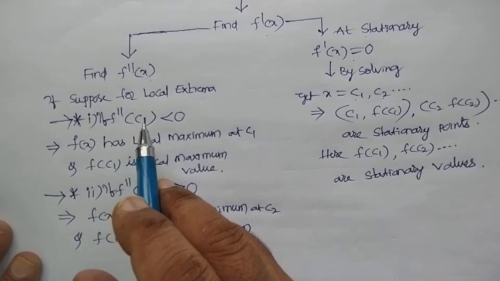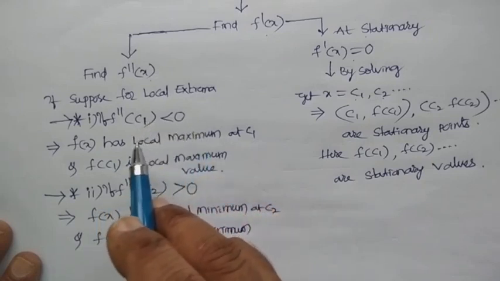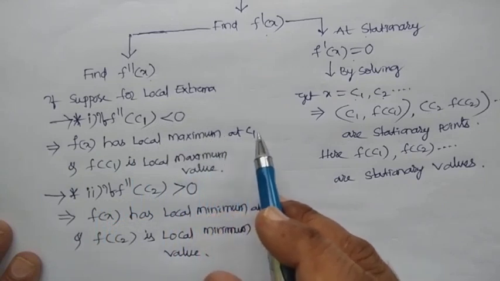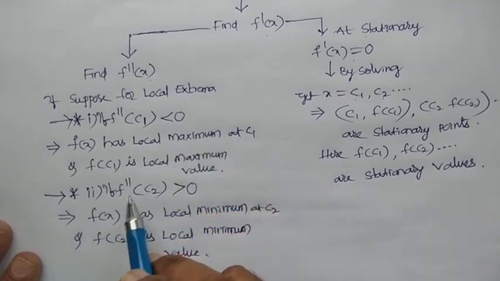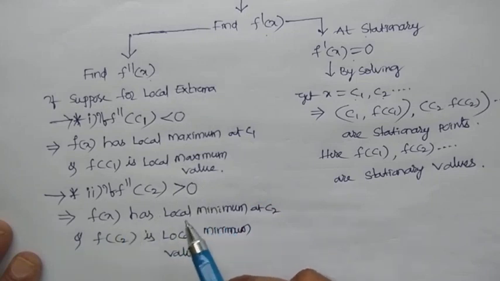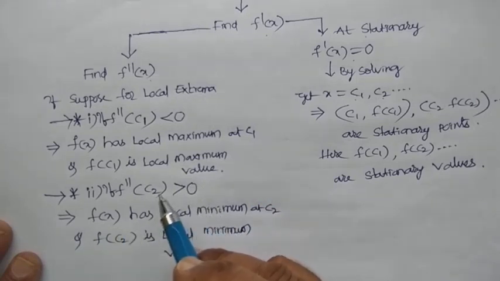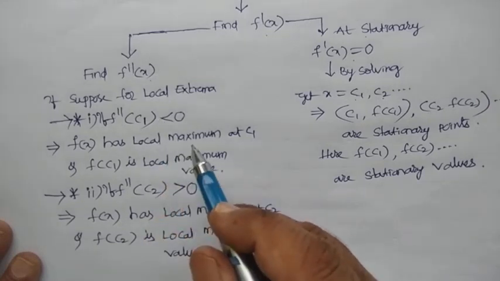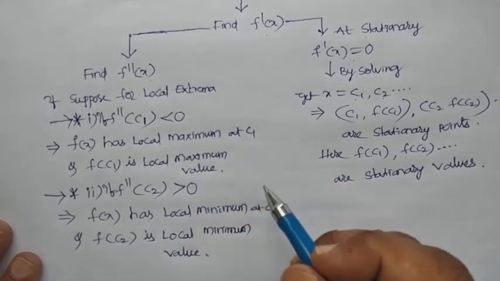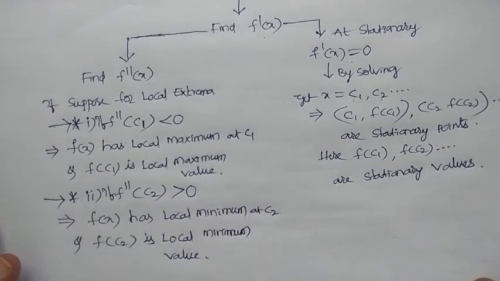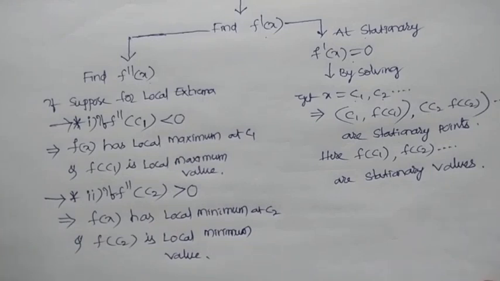If f double dash of c is less than 0, then f of x has a maximum value at c. If f double dash of c is greater than 0, f of x has a minimum value. If it is positive, it has a minimum value; if it is negative, it has a maximum value at the respective level. This is the most important chart in your exercise problems. Keep following this chart.